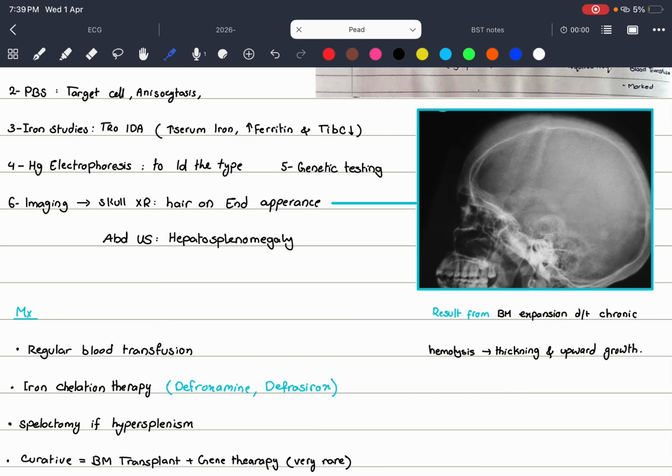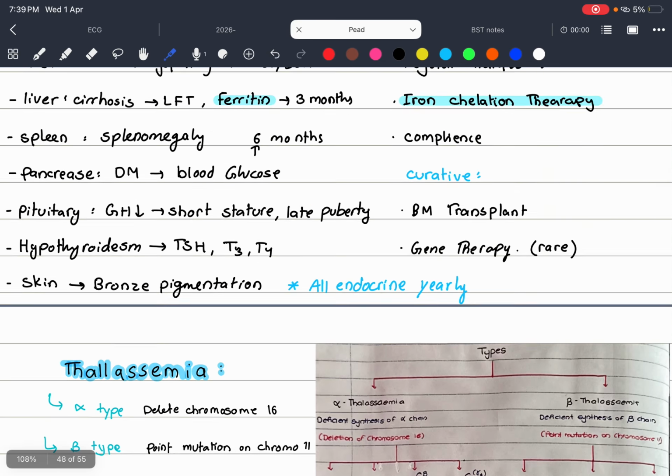Of course, you start with a physical exam. If you suspect it, you can proceed with ultrasound.